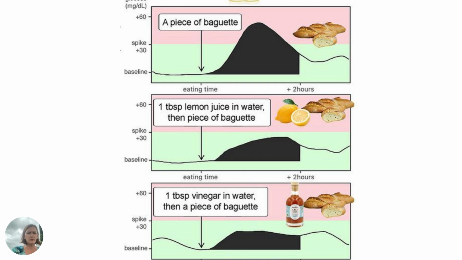The top one is where she eats just a baguette. Carbs, plain carbs, not clothed carbs, just plain carbs, and she gets this rise. She's not diabetic, but you can see her sugars are going out of normal range. They are coming back in.